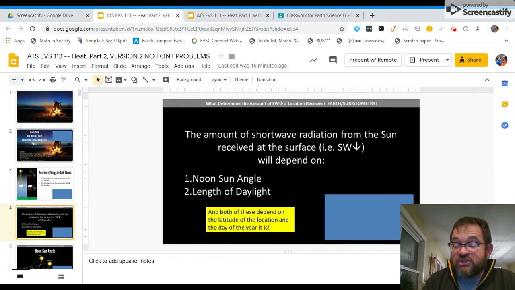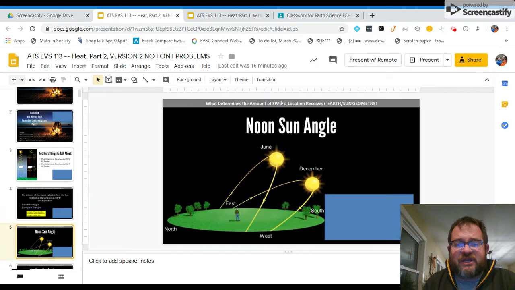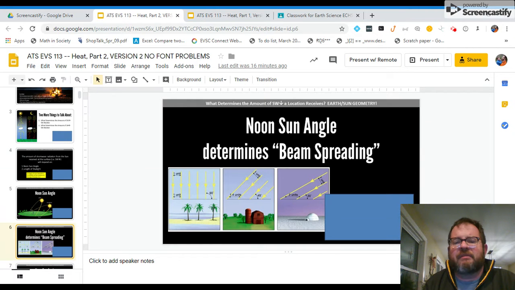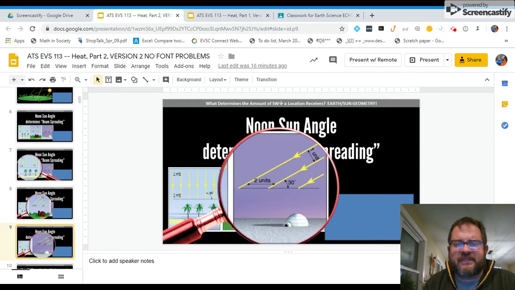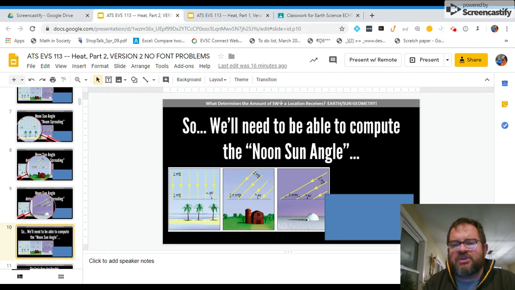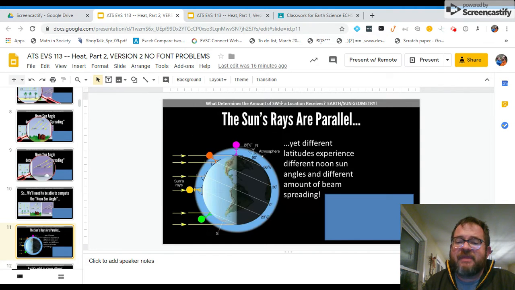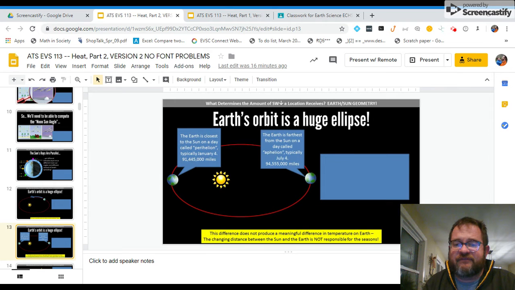Well, shortwave radiation, the radiation from the sun that is warming the Earth up, is basically determined by how high in the sky the sun is and the length of daylight. Now, in this lecture, we went to a pretty good amount of trickiness to figure out noon sun angle and stuff like that. But in the interest of keeping this test a little bit shorter, we can throw that stuff out. We're not going to actually compute any of the noon sun angles or anything like that on the test.